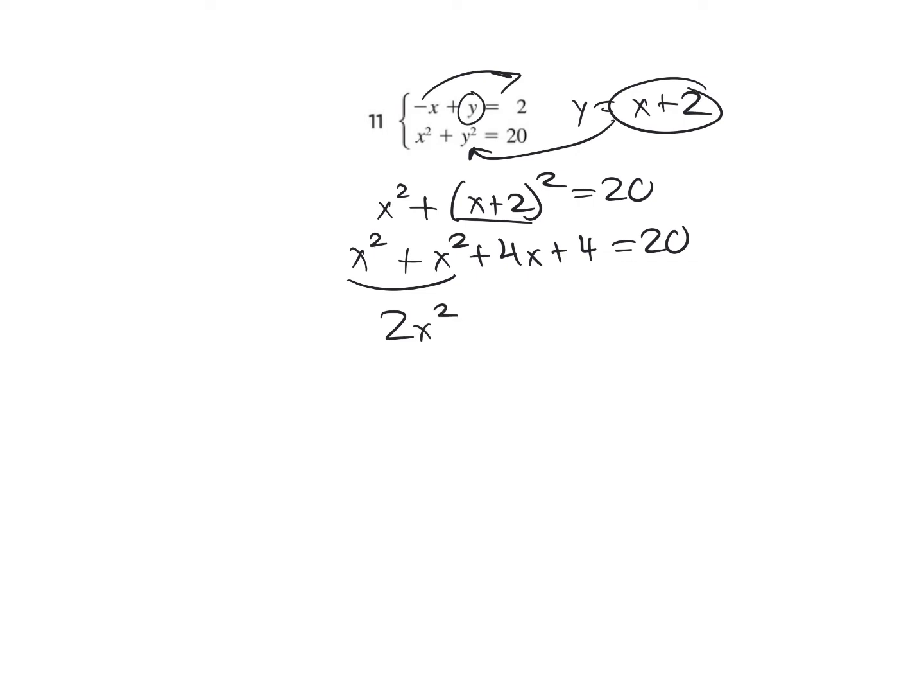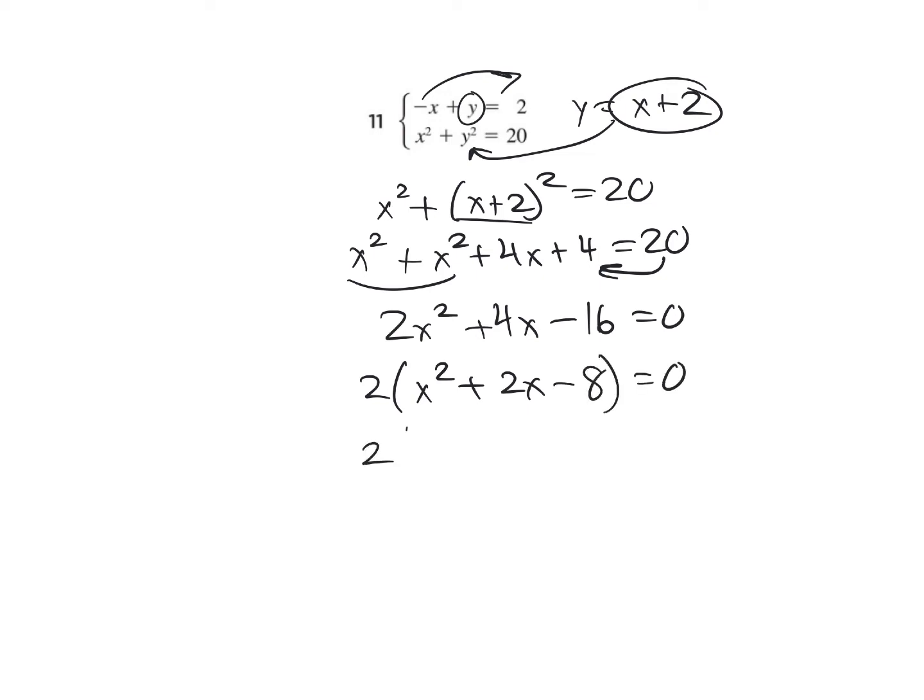That's 2x squared plus 4x. Subtract 20, I get minus 16. Factor out a 2, and I get a trinomial, x plus 4, x minus 2. So x is either negative 4 or positive 2.